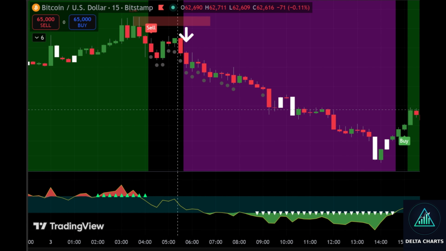Now let's see the example for the bearish background, the purple background, which is actually the opposite of the green one. You can see a white arrow marking the beginning of the bearish trend. The RSI is hitting below 40. The ADX is about 21. The relative strength is below 0. And the DI minus is leading.